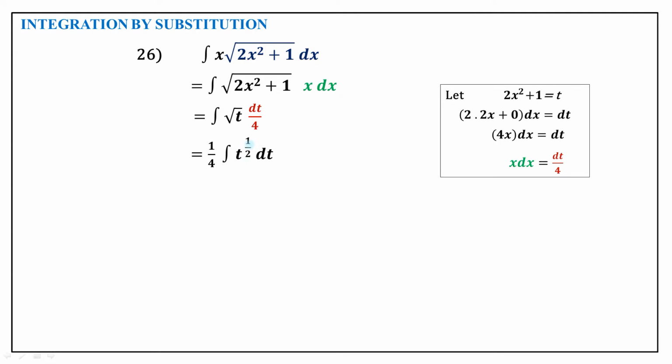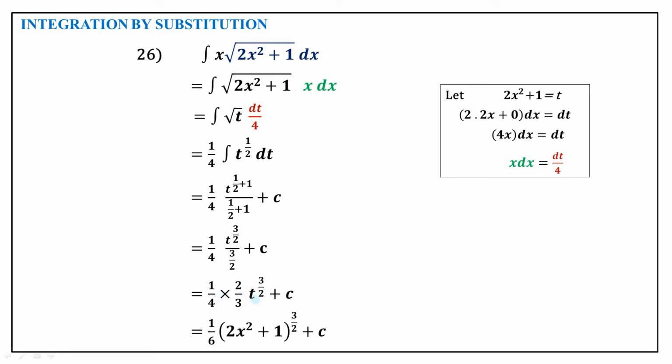of n. Now the integration of t to the power of n is t to the power of n plus 1 by n plus 1. Further simplifying this, you get t to the power of 3 by 2 by 3 by 2, and 1 by 3 by 2 is 2 by 3, and 2 ones are 2, 2 twos are 4, you get 1 by 6, and t equal to 2x square plus 1. So you get 1 by 6 into 2x square plus 1, the whole to the power of 3 by 2 plus c.